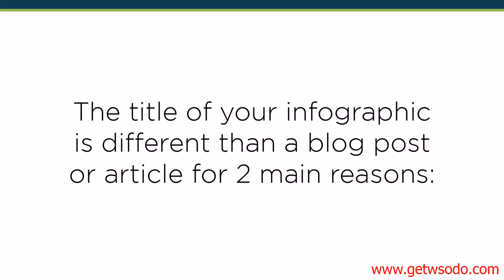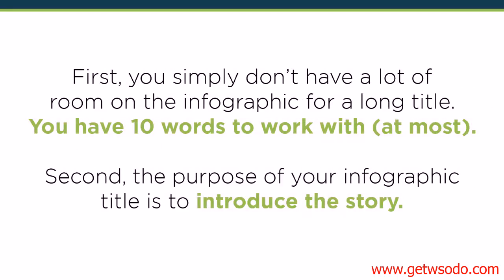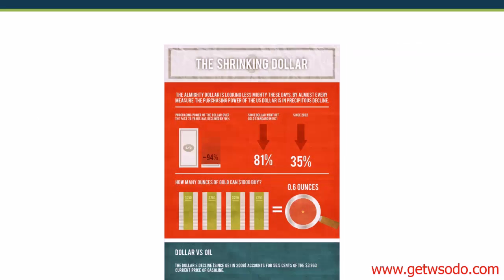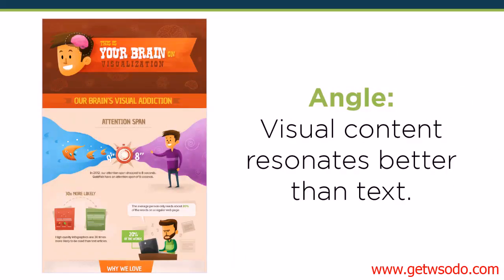So the title of your infographic is different than a title for a blog post for 2 main reasons. First, you just don't have a lot of room on the infographic for a really long title. You have about 10 words to work with at most. And that means that your title has to be short, sweet, and to the point. Second, the purpose of your infographic title is to introduce the story. For example, the title of the shrinking dollar infographic was obviously The Shrinking Dollar. That 3-word title summed up what investing and personal finance link creators cared about, that inflation is decreasing the purchasing power of the dollar.